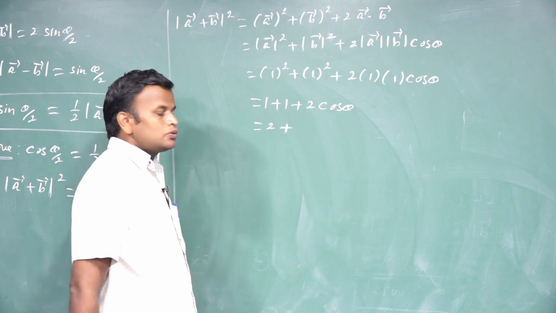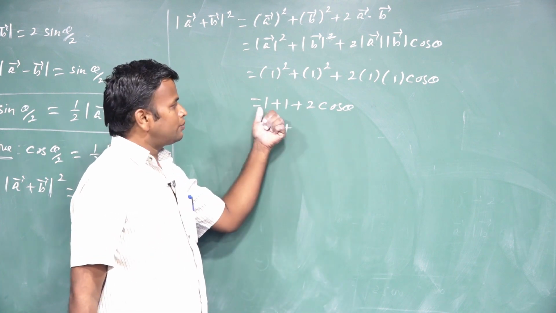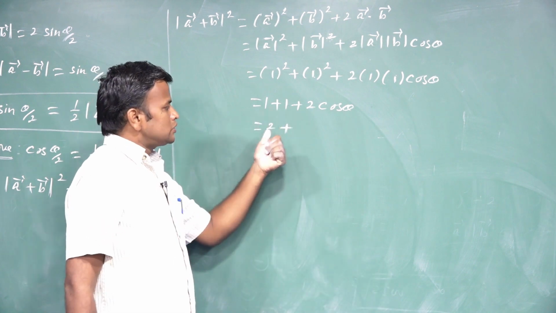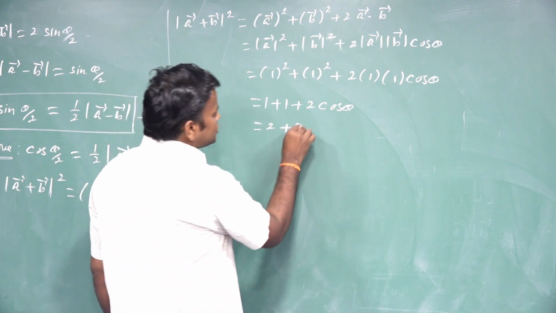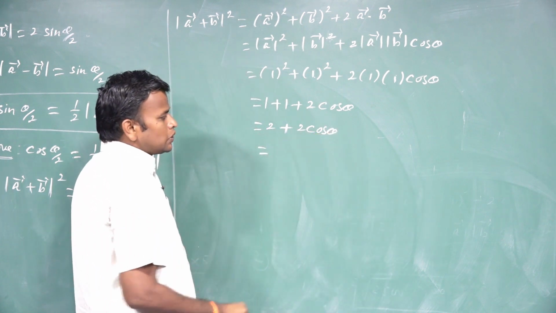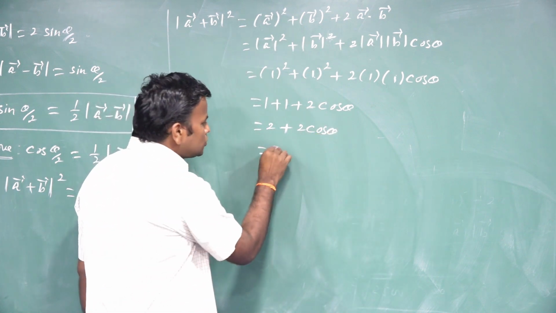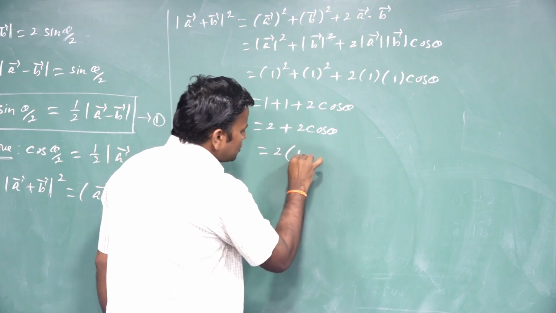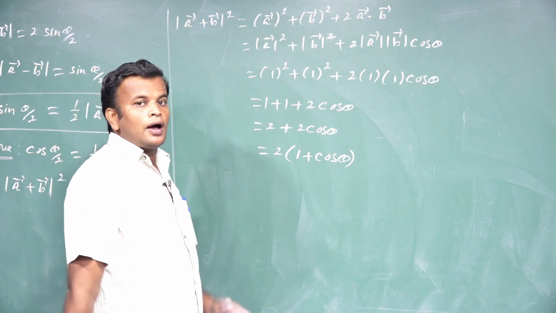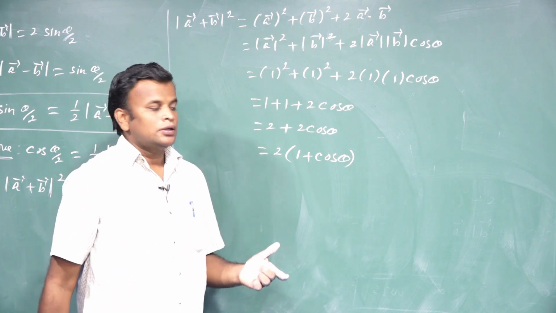1 plus 1 is 2. You don't multiply by 4, 1 plus 1 is 2. This 2 is multiplied with cos theta. So 1 plus 1 is 2, plus 2 cos theta. In these 2 terms, which one is common? The number 2 is common, so we take it outside: 1 plus cos theta. I already told the formula.